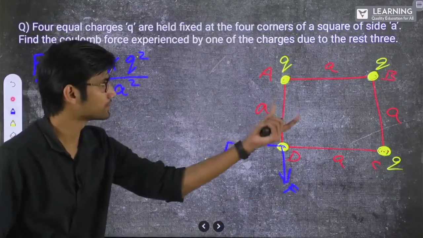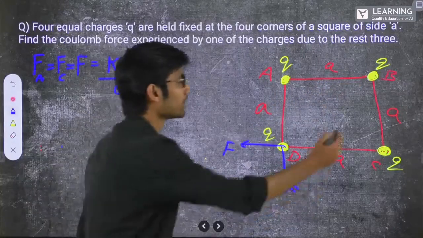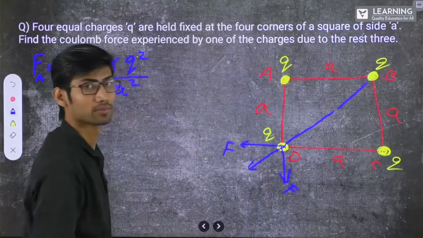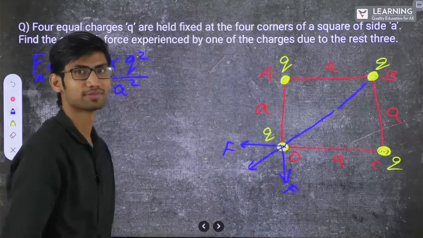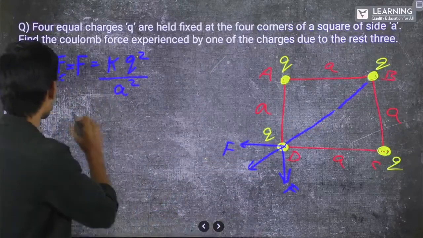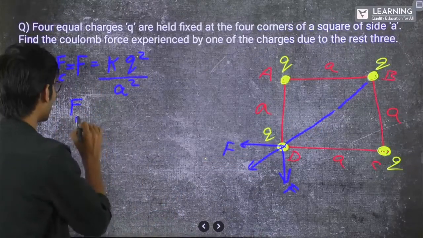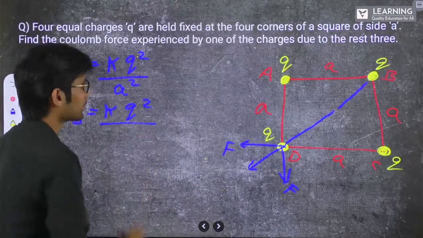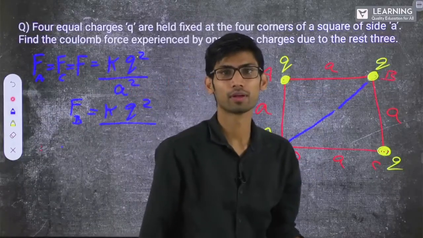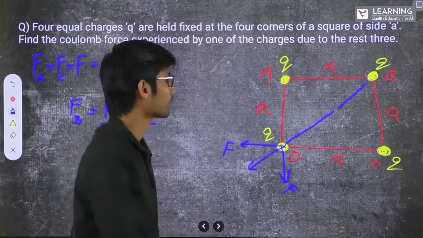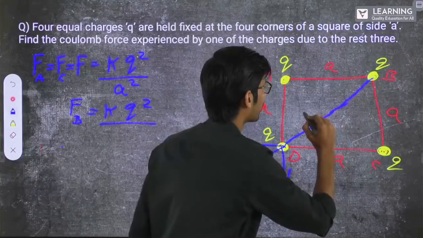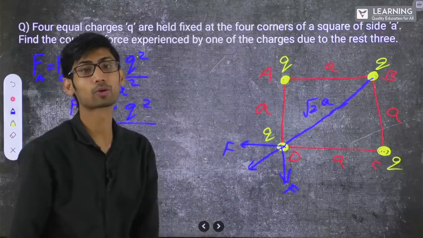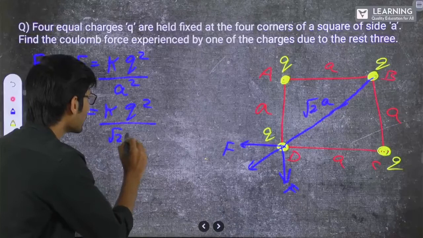Now force due to this Q, it will be along this line outwards. How much this force will be? F due to B, that is equal to K Q square divided by the distance between them. The distance between them is how much? Root 2A. Correct? It is the diagonal of the square. Root 2A. So this will be root 2 into A whole square.